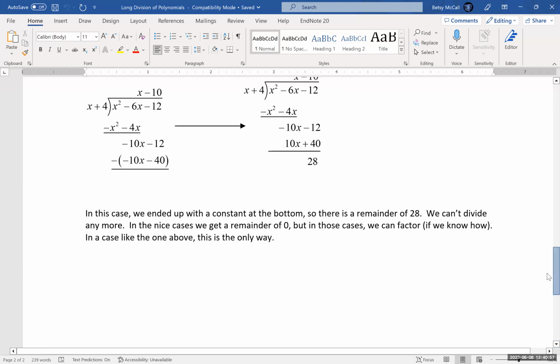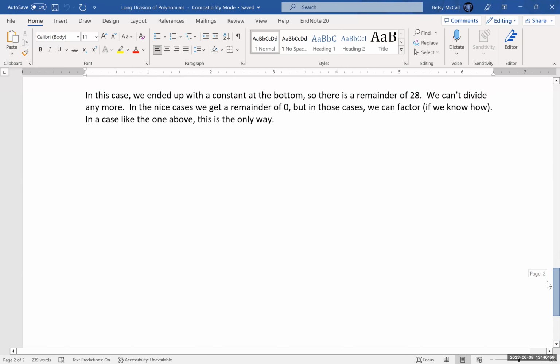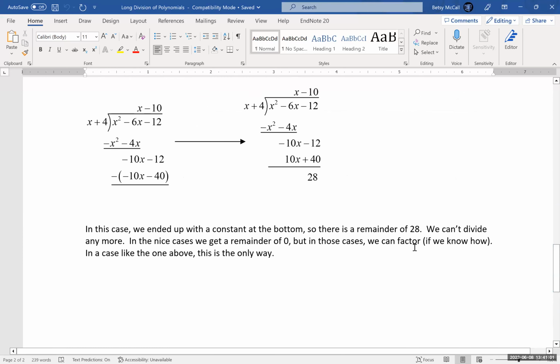Now, if you get a remainder of 0, that means everything divided out evenly. If you don't get a remainder of 0, then some problems will ask you to just write this as R28. So your answer will be x minus 10, R28. Or some problems will have you write the solution as x minus 10 plus the remainder over the original denominator. So then you would get x minus 10 plus 28 over x plus 4.